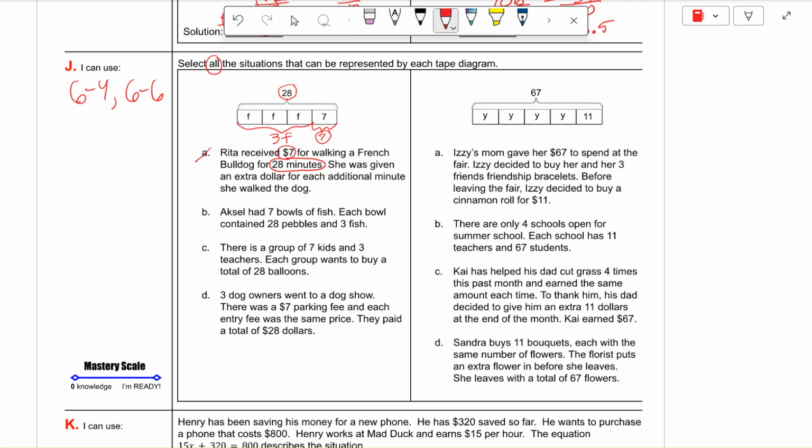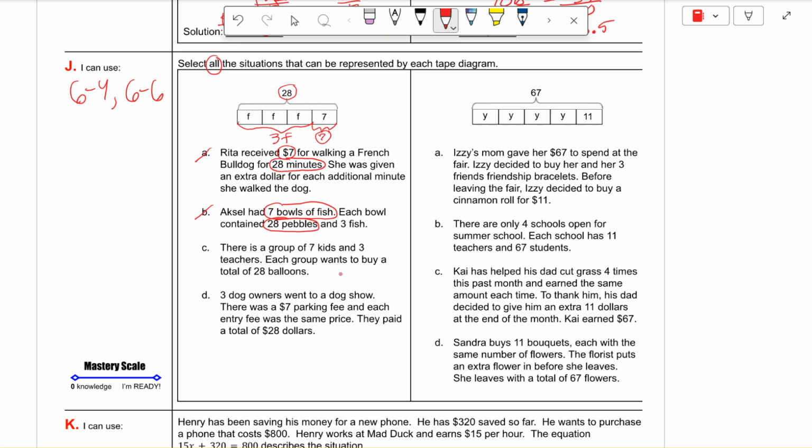On B, it says Axel had 7 bowls of fish. Each bowl contained 28 pebbles and 3 fish. Again, the 7's talking about bowls of fish, and then the 28's talking about pebbles. So those are not the same types of units. So B is out.